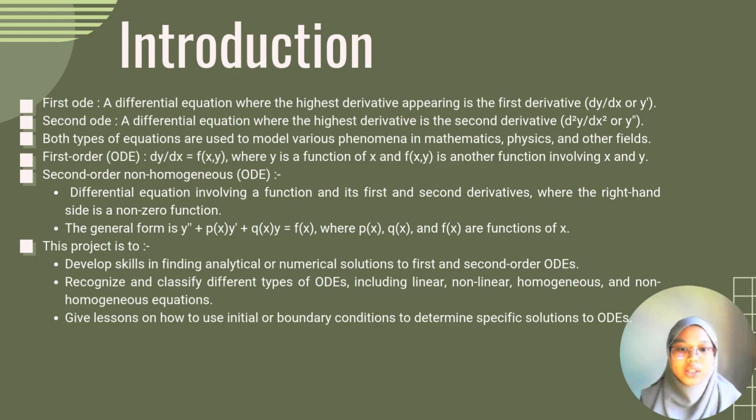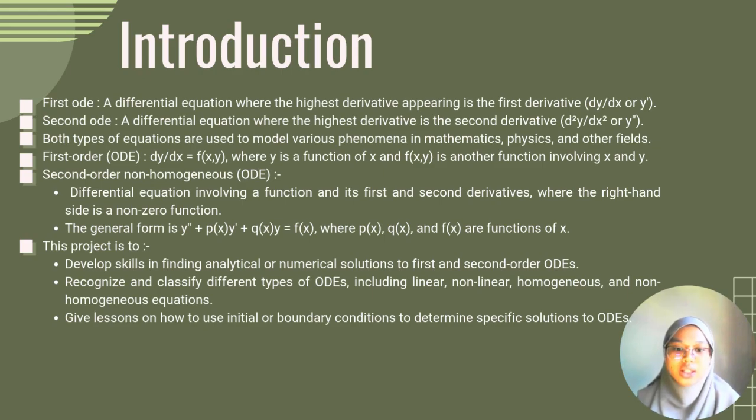First-order ODE is a differential equation where the highest derivative appearing is the first derivative, which is dy over dx or y prime. While second-order ODE is a differential equation where the highest derivative is the second derivative, which is d squared y over dx squared or y double prime. Both of these types of equations are used to model various phenomena in mathematics, physics, and other fields.